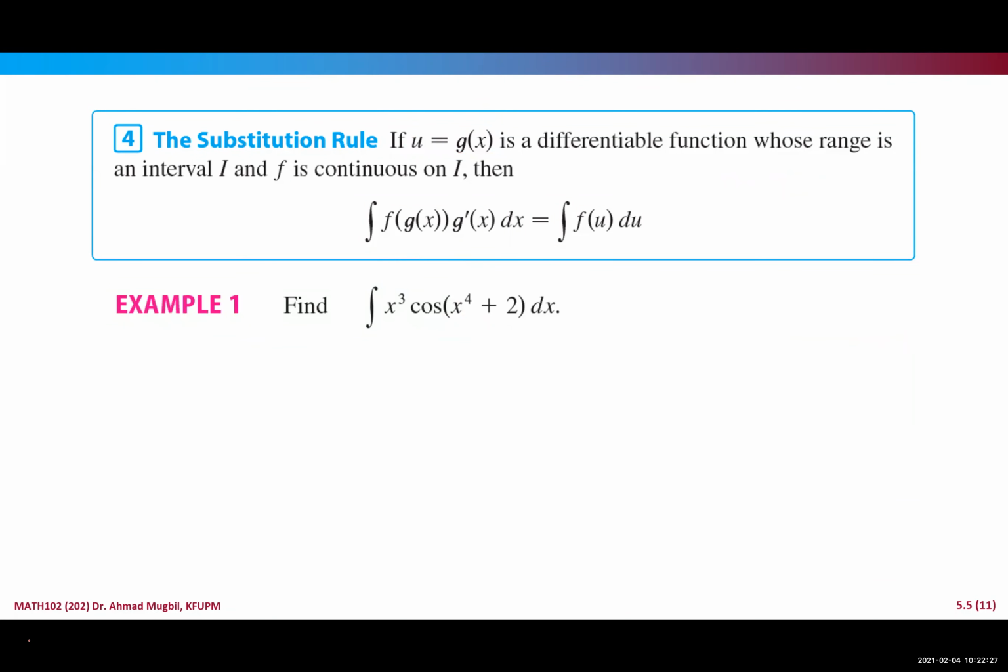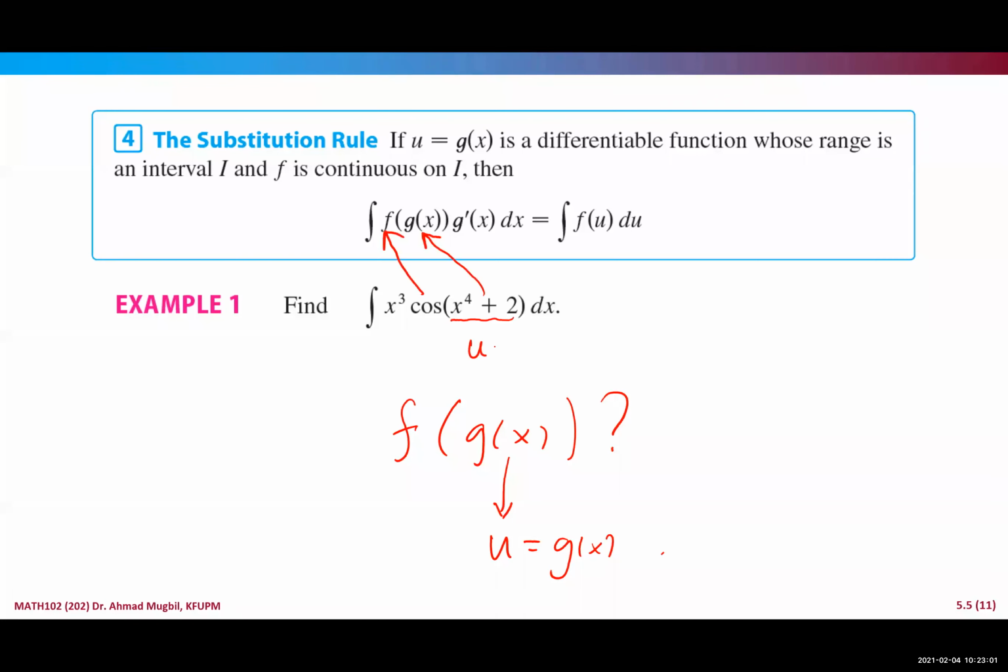Example number 1. Now you have to be careful when you apply this rule. When you have this, keep in mind, what is the function of another function? This is the first question that you need to ask yourself. Then you need to ask yourself, what is the function that I will put equal to u? Of course, this one. So here, if you look at this, you have a function of another function. If this is f, this will be g. But if we put u equals x to the power 4 plus 2, what is the derivative? Do we have it there?